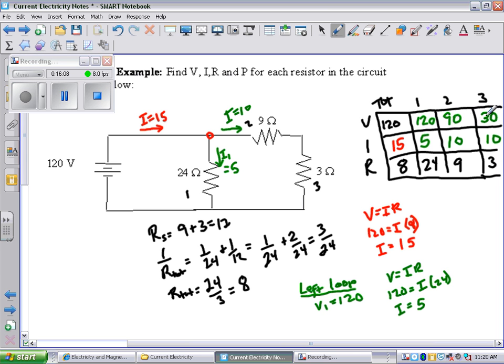Now you'll notice those add up. 30 plus 90 equals 120. And if I check myself by doing the outside loop, I gain 120 here. By the time I get back, I have to lose all 120. So I gain 120, I lose 90 here, then I lose another 30 here, I lost a total of 120. It checks out.